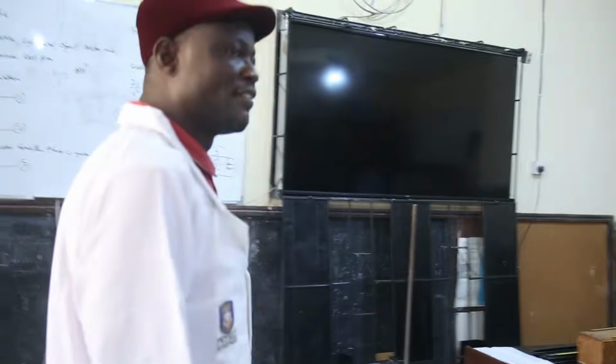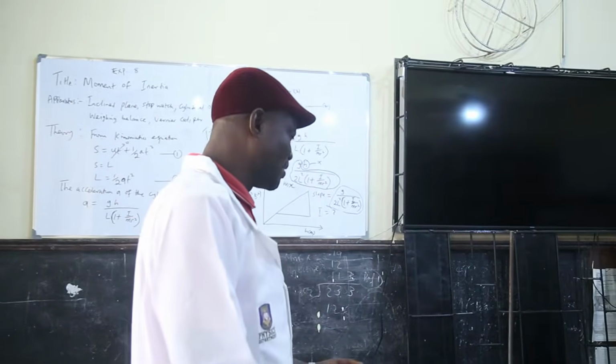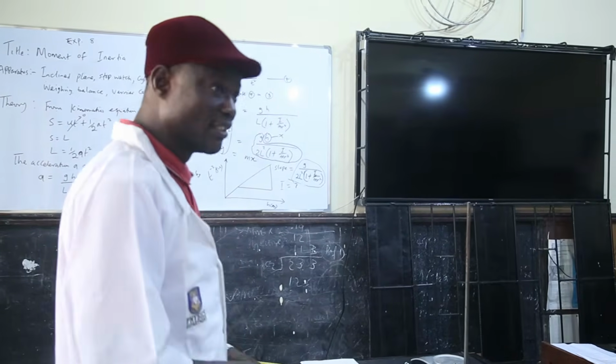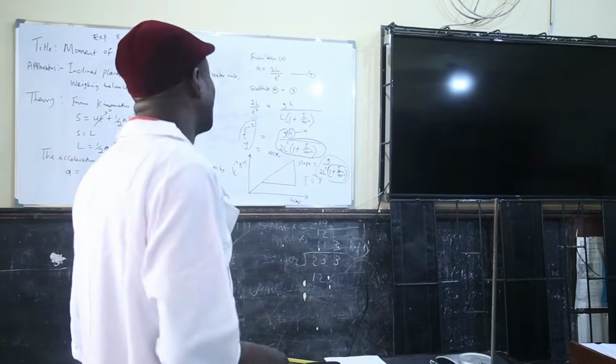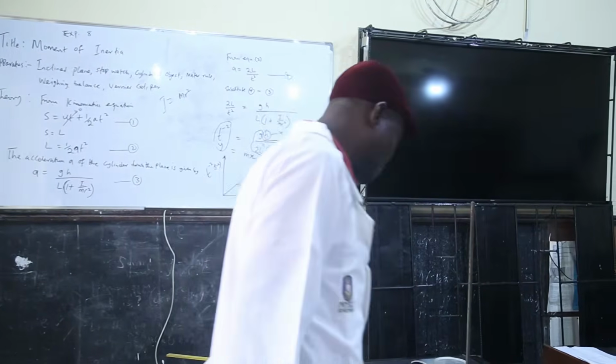So you have to obtain several readings for H. H is equal to, we start from 4, 6, 8, 10, 12, like that. You have like 5 to 6 readings. Then you plot the graph and determine what you have explained on the board. Thank you very much. You see further questions in your manual to answer.